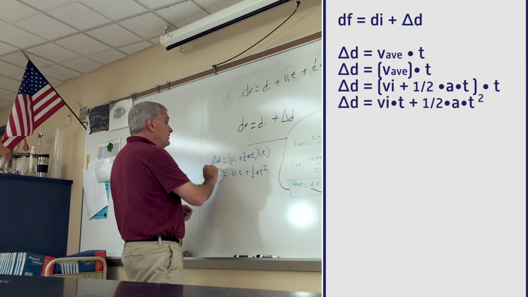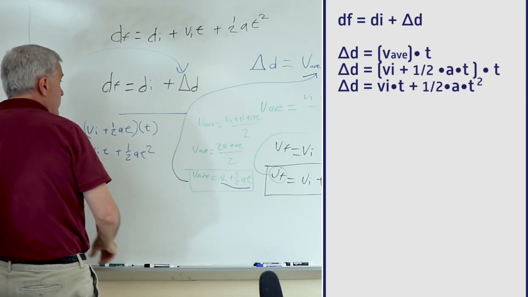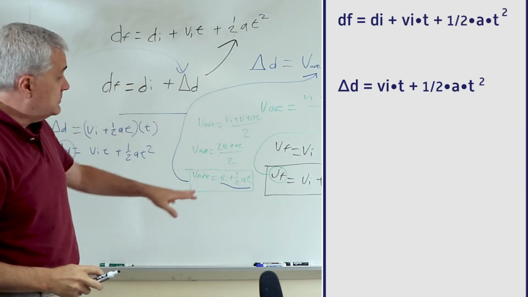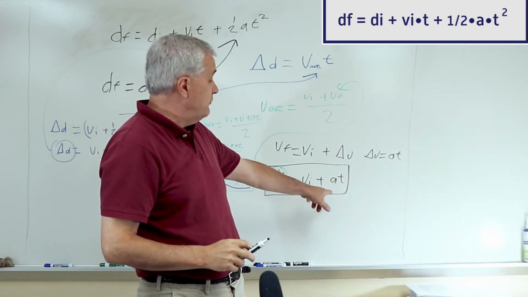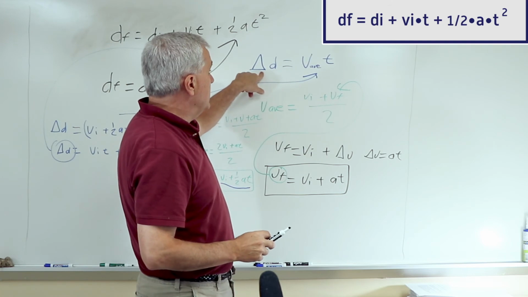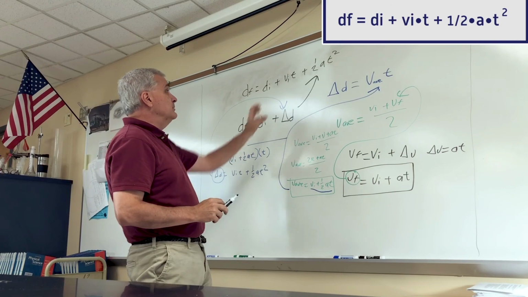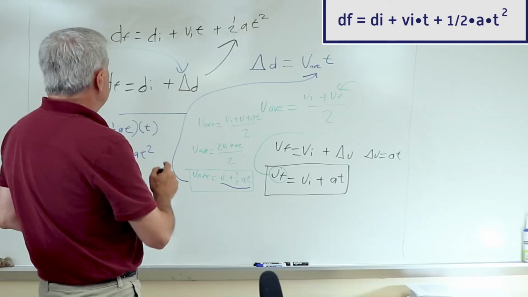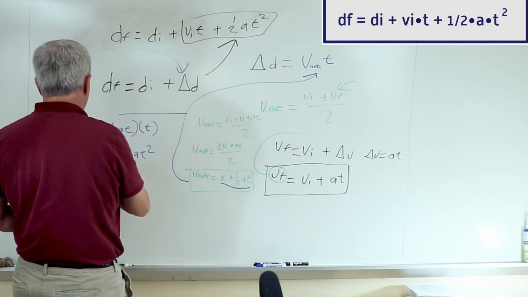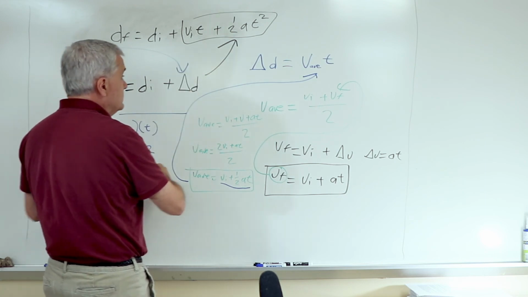Now I'm going to take this delta D and put it in here, and that is going to give us this equation. So we start with the average velocity formula, use the average velocity formula to find the displacement, the change in displacement, and then we're going to use that change in displacement with that equation. So all of this comes from here, and this comes from here.